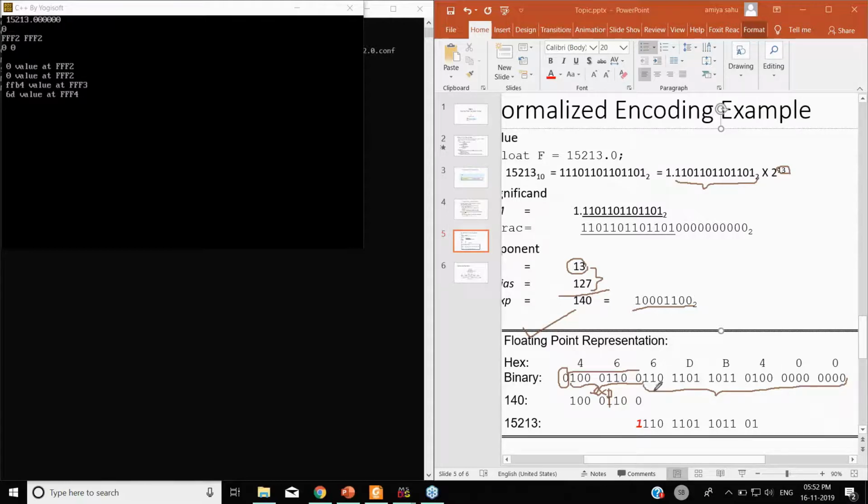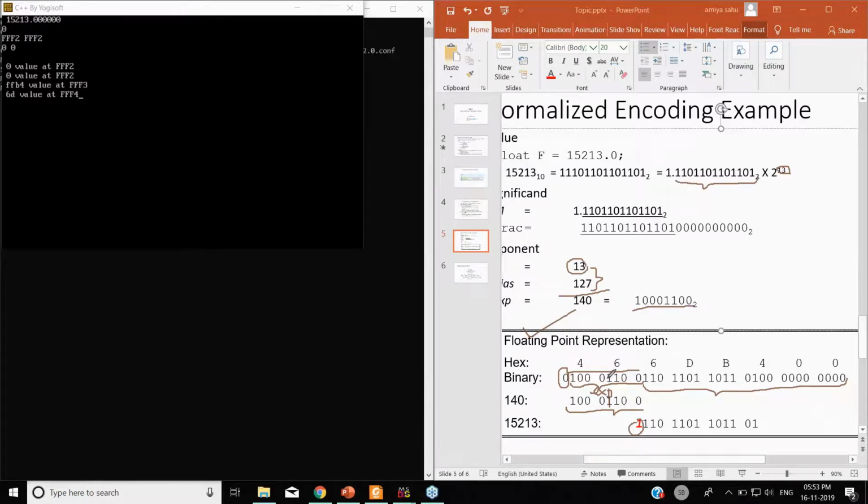So we have 23 bits for the significand, 8 bits for the exponent, and 1 bit for the sign. And this is the exponent, and this is the significand. But interestingly, the first 1, or the 1 point something, marked in red, is not stored in reality.